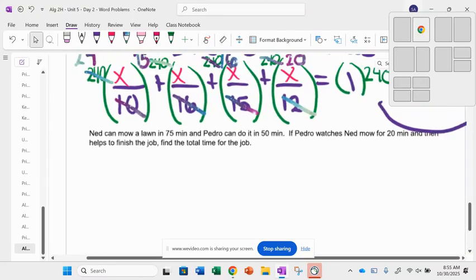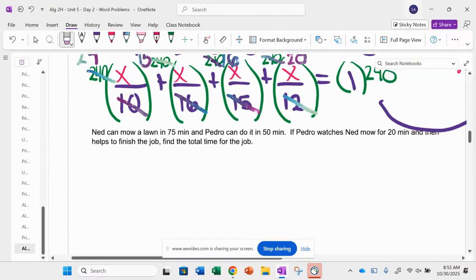Okay, next one. Ned can mow a lawn in 75 minutes. Pedro can do it in 50 minutes. If Pedro watched Ned mow for 20 minutes, then helped to finish the job, find the total amount of time for the job. All right, so this is a little bit more complicated.